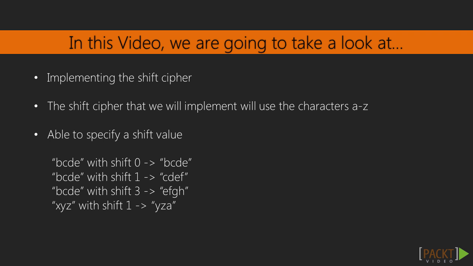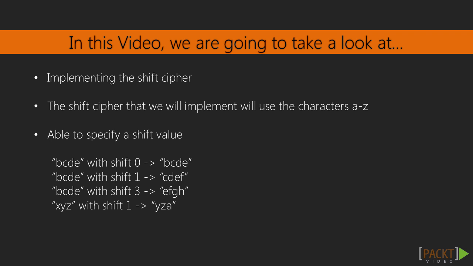For our purposes, the shift cipher will only work with the characters A to Z lowercase. Furthermore, we will be able to specify a shift value or shift amount, which is how much we want to do the shift. For instance, if I have B, C, D, E with a shift of 0, we get the same thing again. But with a shift of 1, all the characters get shifted to the left once.